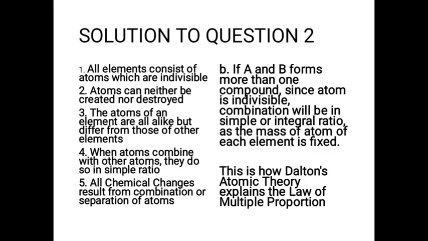And then part B, you are supposed to use that theory to explain how it correlates to the law of multiple proportion. In the law of multiple proportion, we said that A and B form more than one compound. So to answer the question, you just say if A and B form more than one compound, then since Dalton said atom is indivisible, the combination of these 2 atoms will be in simple or integral ratio, because the mass of an atom of each element is fixed. This is how Dalton's atomic theory explains the law of multiple proportion.